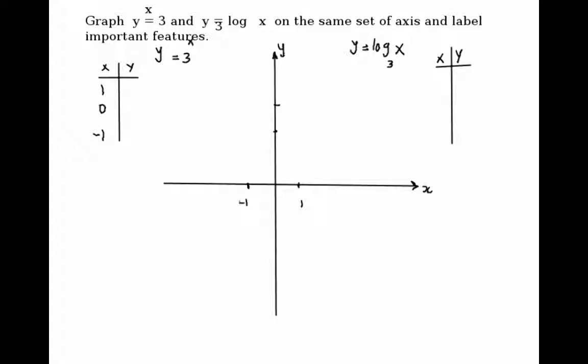Alright, y is equal to 3 to the power of x, and y is equal to log of x to the base 3. Take a look at the first one. If x is equal to 0, y would be equal to 3 to the power of 0, which is equal to 1. So our graph is going to pass through this point here.